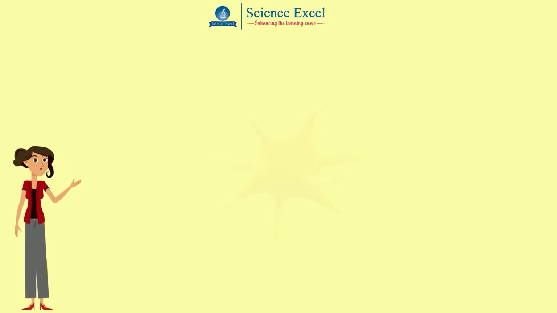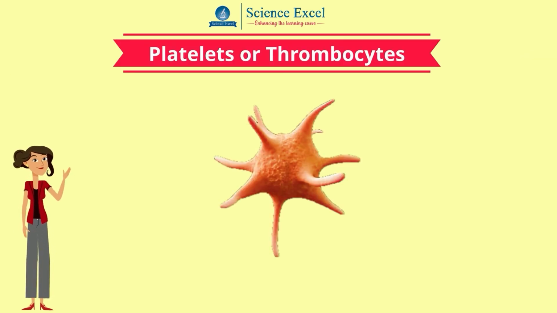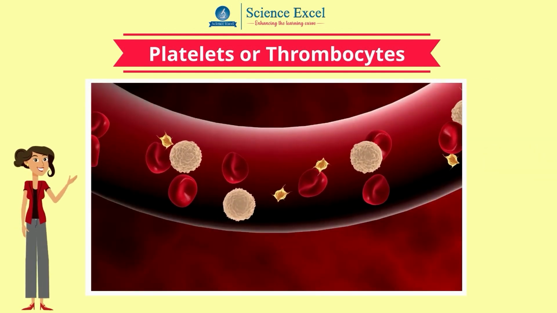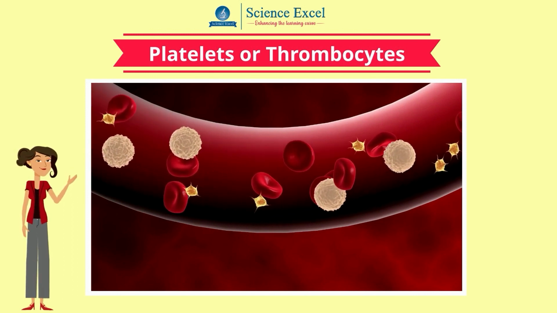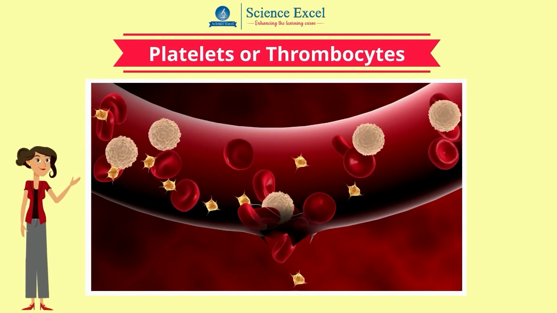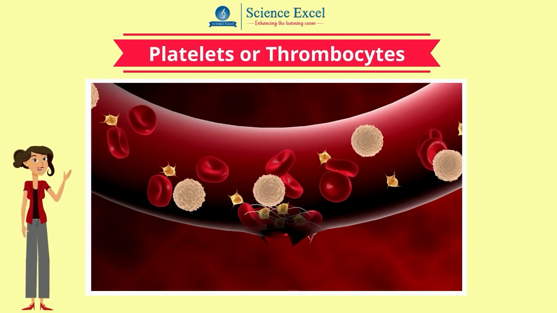Now let us learn about platelets. Platelets, also called thrombocytes, are minute blood cells with no nucleus. These are derived from some giant cells called megakaryocytes in the red bone marrow. These are about 2 lakhs to 4 lakh per cubic millimeter of blood in an adult. Their lifespan is 3 to 5 days, post which they are destroyed mainly in the spleen. They play a very important role in clotting of blood to help heal a wound and stop the bleeding.